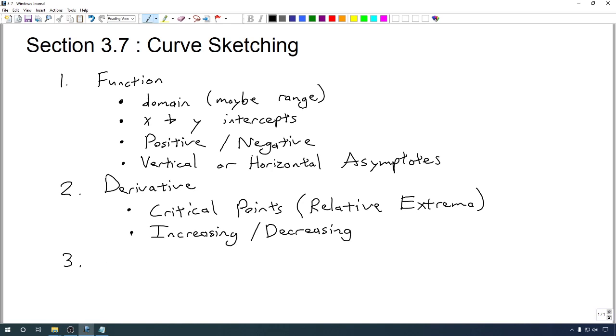Finally, we can look at the second derivative. With the second derivative, we can essentially do the same things that we did with the derivative, setting it equal to 0 and looking at where it doesn't exist, in order to identify what we call inflection points. And then comparing the second derivative to 0, or comparing it to seeing where it's positive or negative, we can see what is the concavity of our original function.